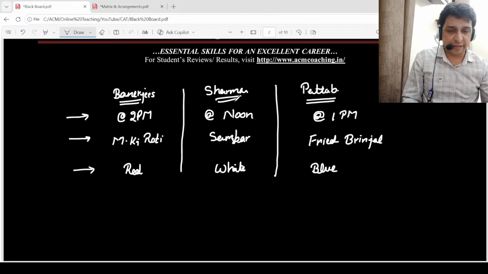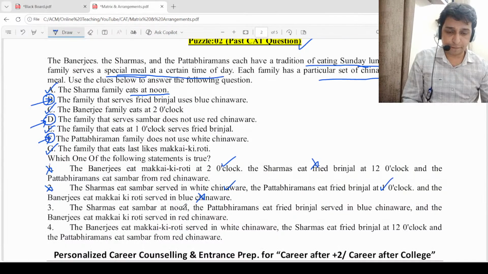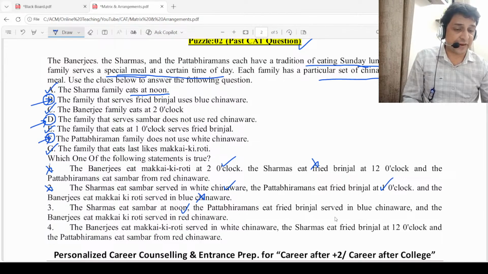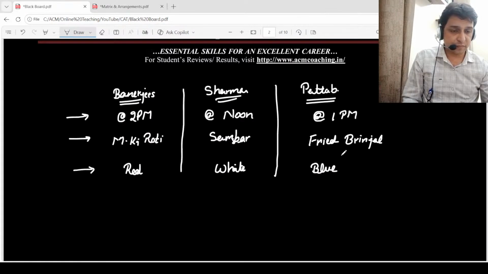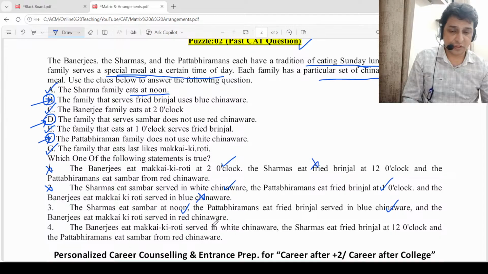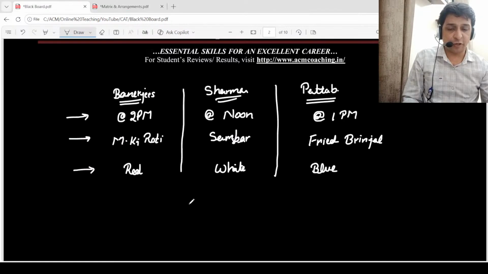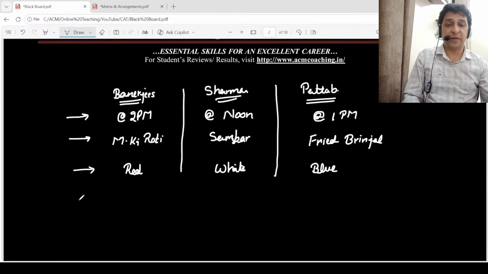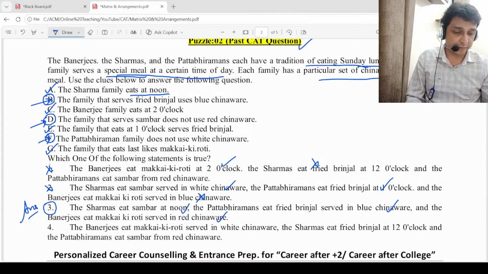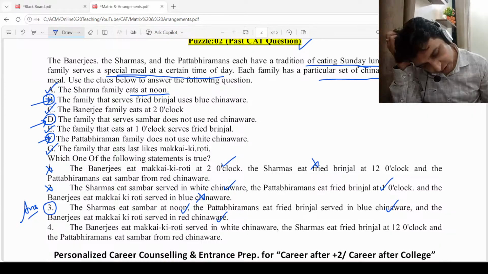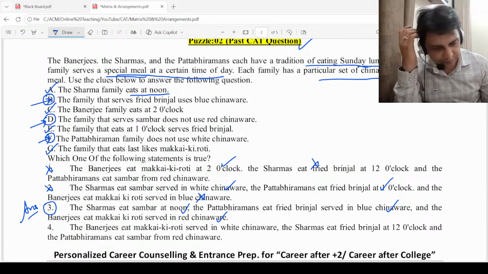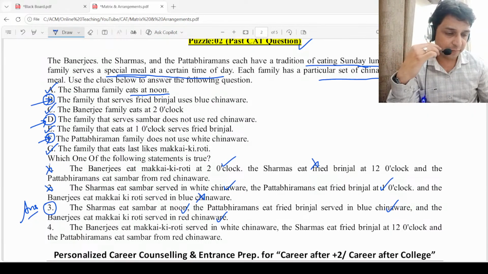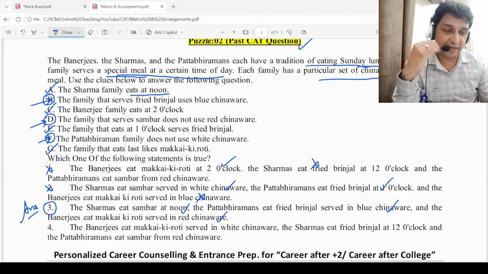The Sharmas eat sambar at noon. That is right. The Pattabhiramans eat fried brinjal in blue. That is also right. And the Banerjees' makai ki roti is served in red. That is also right. That means the answer I am going to have is option number 3. That is the answer I get. So that is the puzzle which we had, and that is solved right away. So till now we have 2 puzzles solved. Let's go for the next one now.